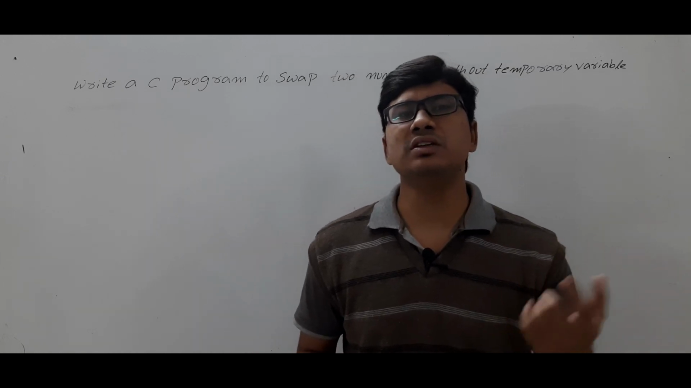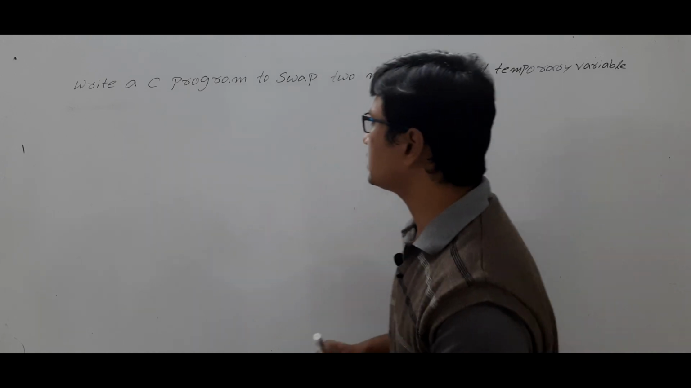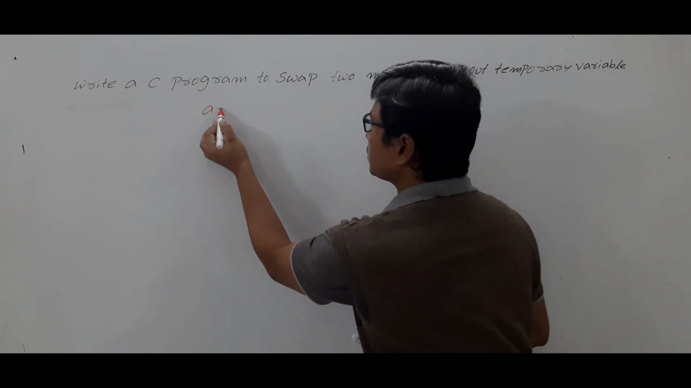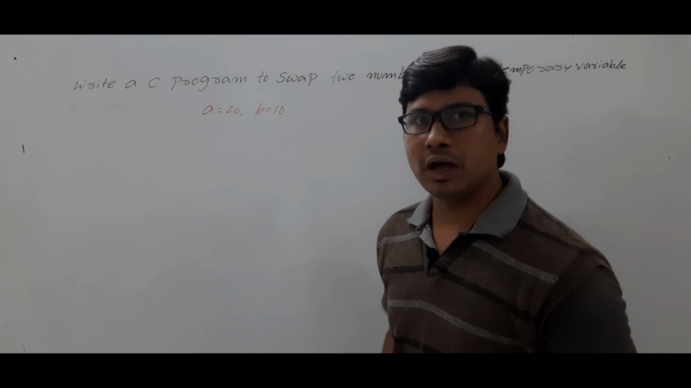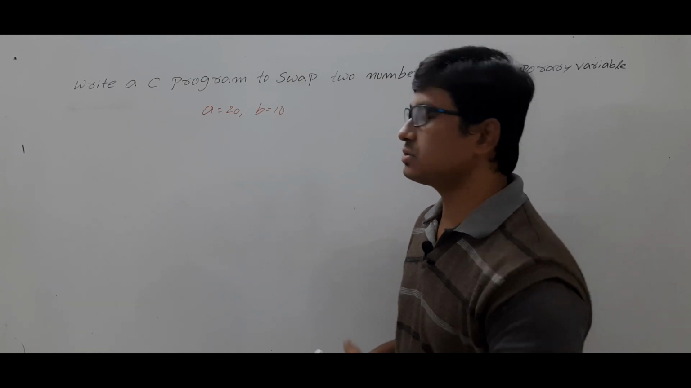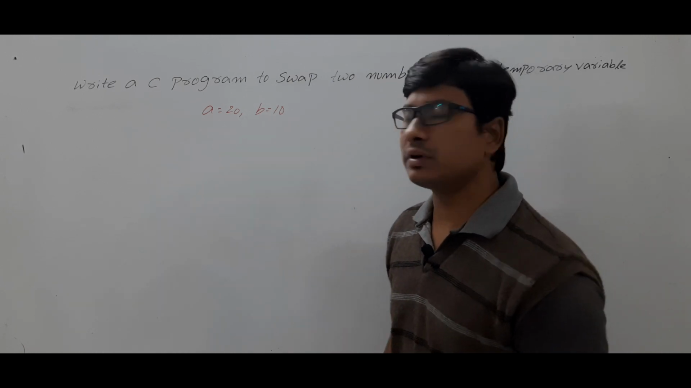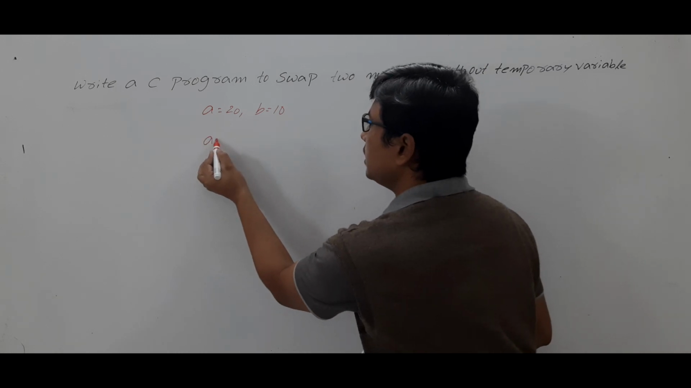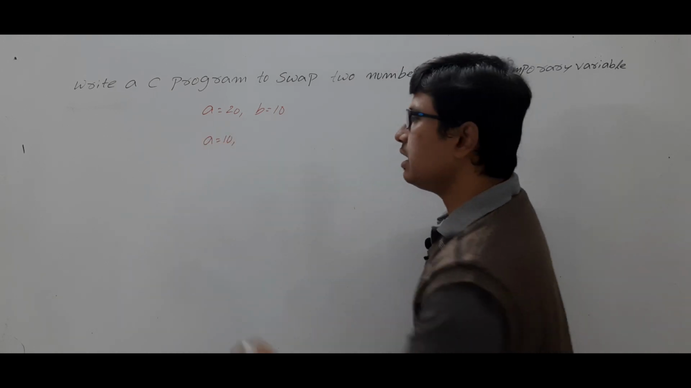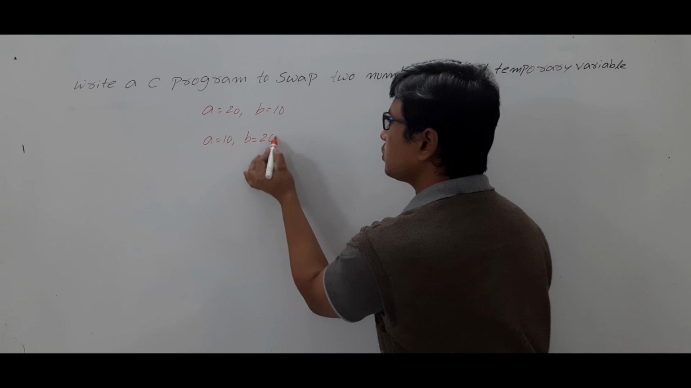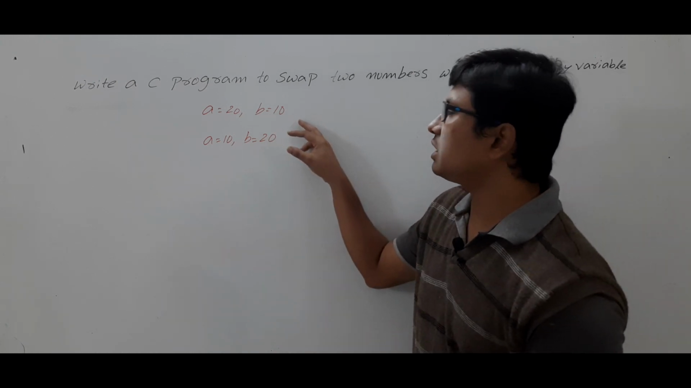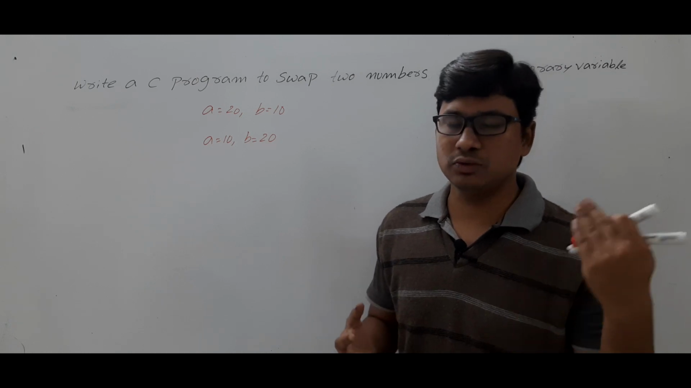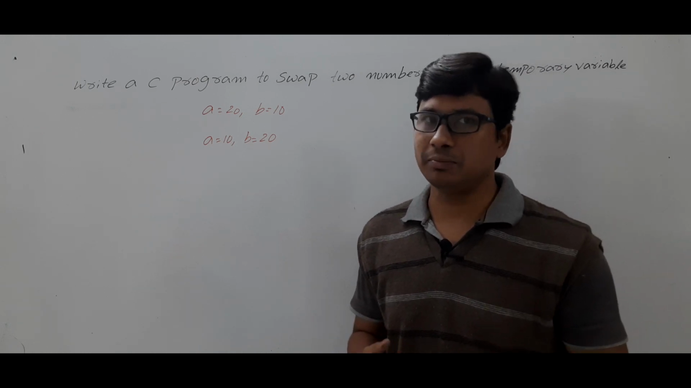First, let me discuss what is the swapping of two numbers. Let's take that A value is 20, B value is 10. If I want to swap them, I need to exchange the values. So if this is my input, the output should be A value displayed as 10 and B value displayed as 20. So this is what we will call swapping, and we should not take any third variable. That is what we are saying, without using a temporary variable.